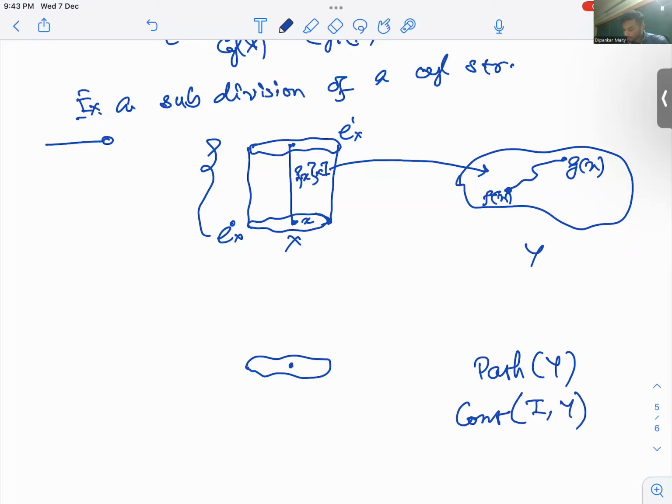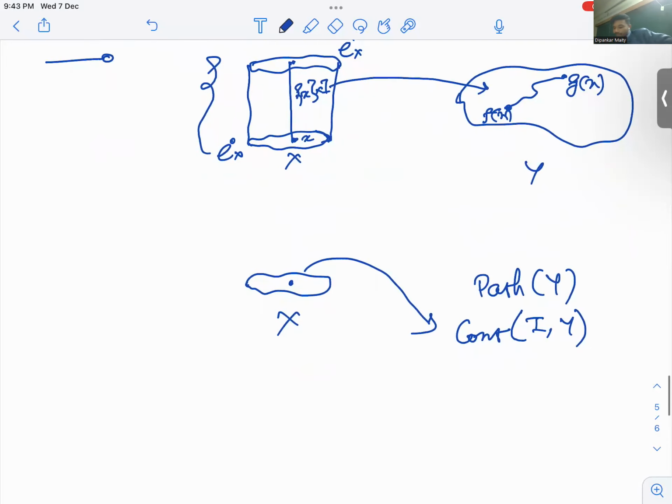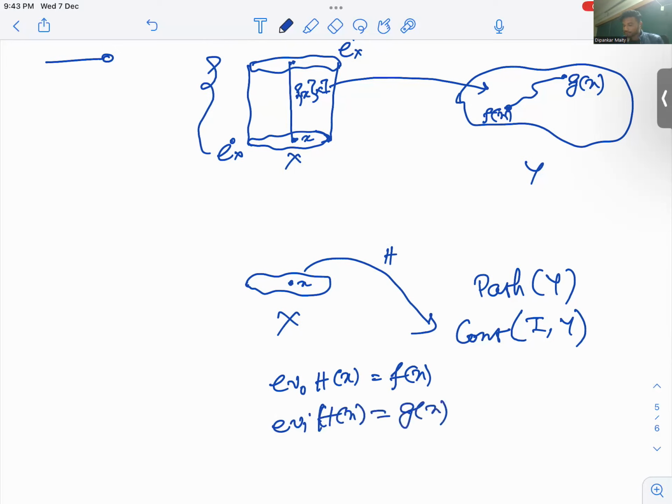So a homotopy is a map from X to the space of continuous maps from I to Y, which maps a point x to the path starting at f(x) and ending at g(x). So there is a map H from X to the space of continuous maps such that when you evaluate H(x) at 0, the left hand point, you get f(x), and if you look at the right hand point of H(x), then you get g(x). Right?